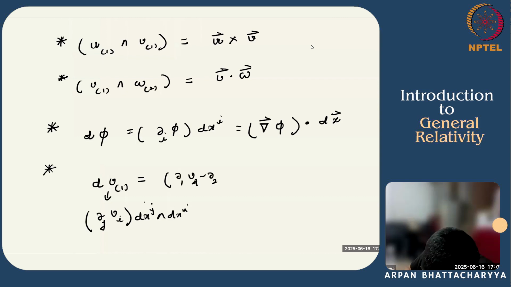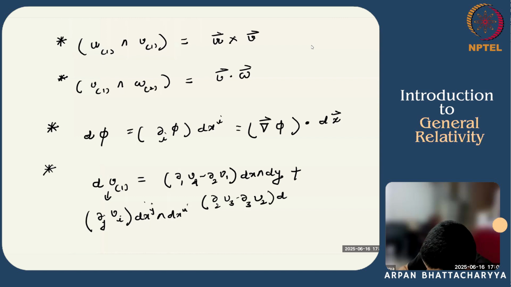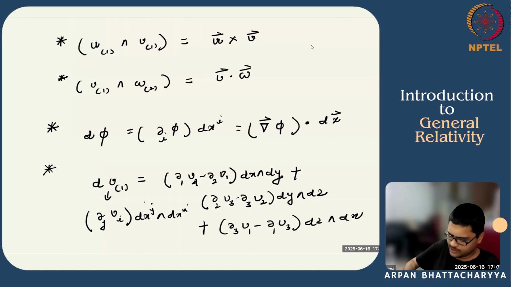del 2 V3 minus del 3 V2 dy wedge dz, and then del 3 V1 minus del 1 V3 dz wedge dx, and so on. And you can identify that again, you can write this as epsilon ijk times the curl of V, the kth component of that, in the basis of dxi wedge dxj.